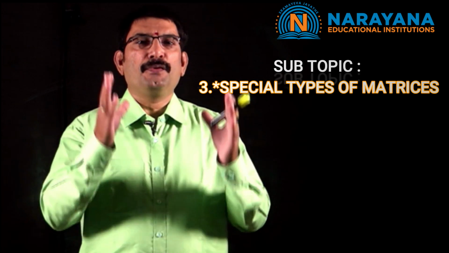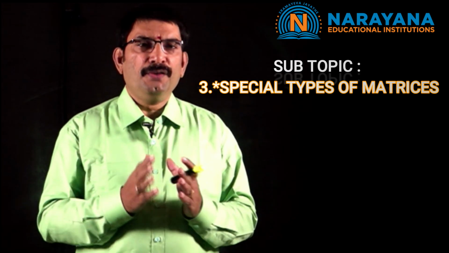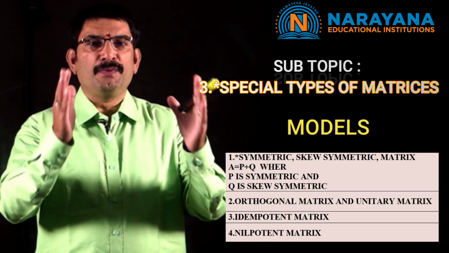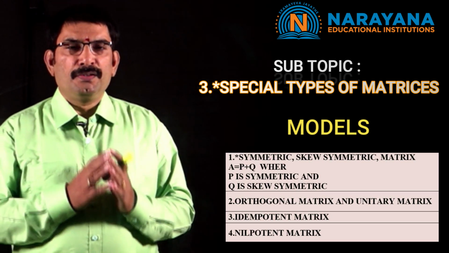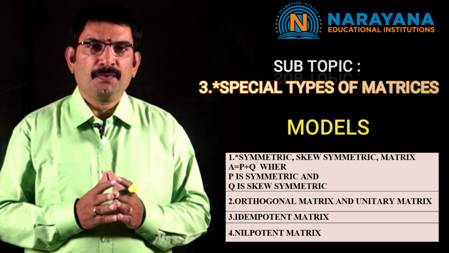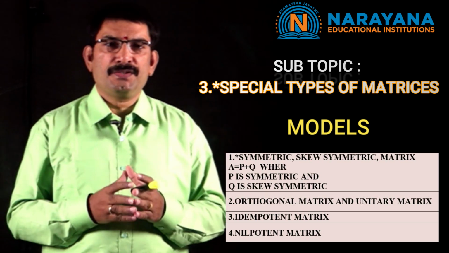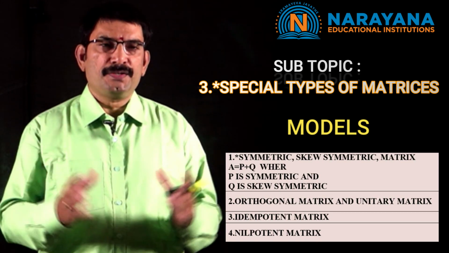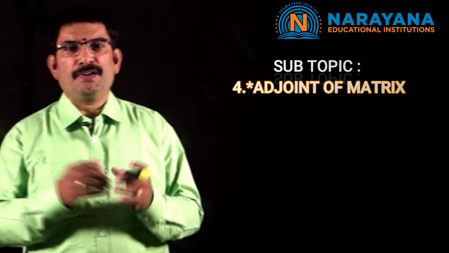Coming to the third one, special types of matrices. The very first one is symmetric matrix and skew symmetric matrix. Now, the next one is orthogonal matrices. Next, unitary matrix, idempotent matrix, involutory matrix. Next comes the adjoint of a matrix.